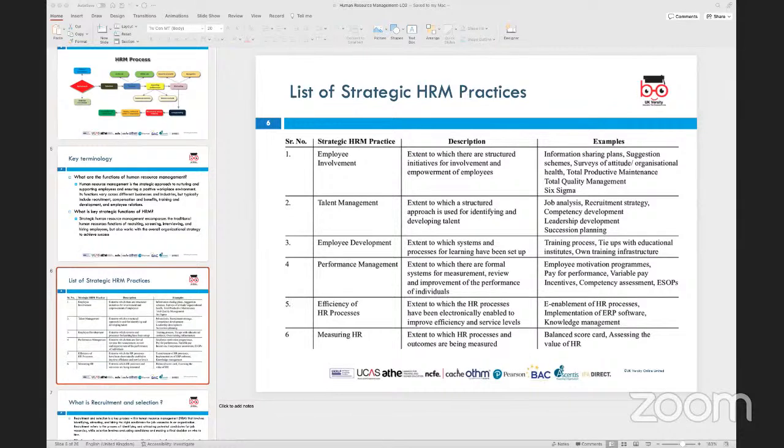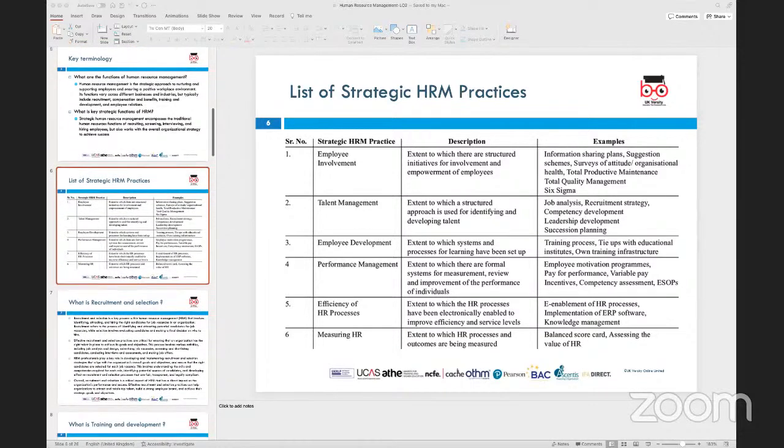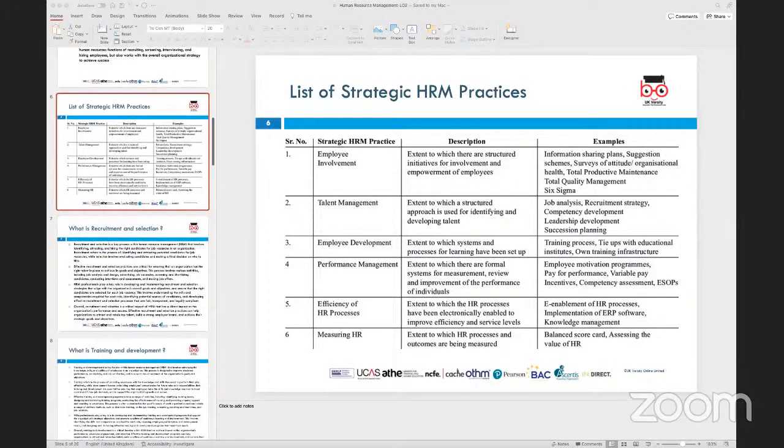Similarly, we can look at employee development, performance management, efficiency of HR processes, and measuring some of the processes of HR, relating them to other business functions within the organization, which is the evaluation of even HR practices using balanced scorecard, management by objective, and 360-degree feedback appraisals. Those are areas that typically allow the function of HR to become strategic within the organization.